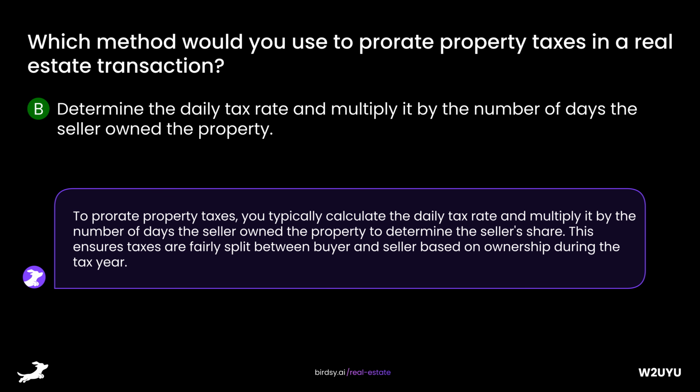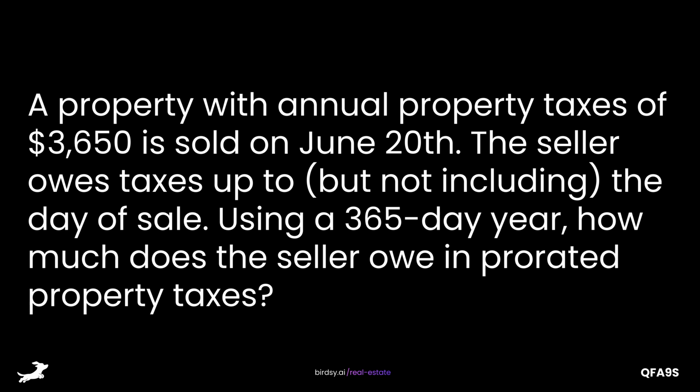To prorate property taxes, you typically calculate the daily tax rate and multiply it by the number of days the seller owned the property to determine the seller's share. This ensures taxes are fairly split between buyer and seller based on ownership during the tax year. A property with annual property taxes of $3,650 is sold on June 20th. The seller owes taxes up to, but not including, the day of sale. Using a 365-day year, how much does the seller owe in prorated property taxes?